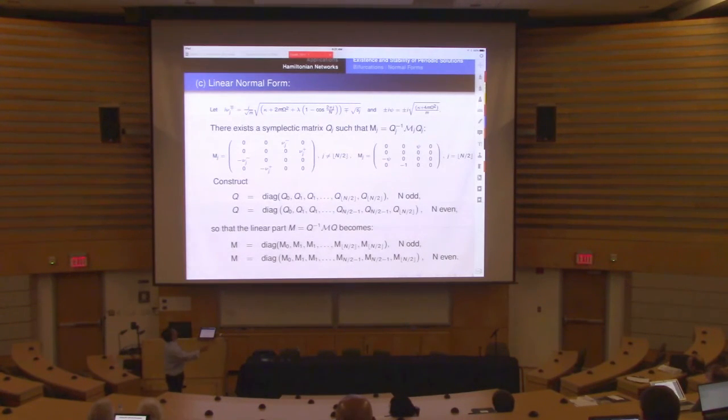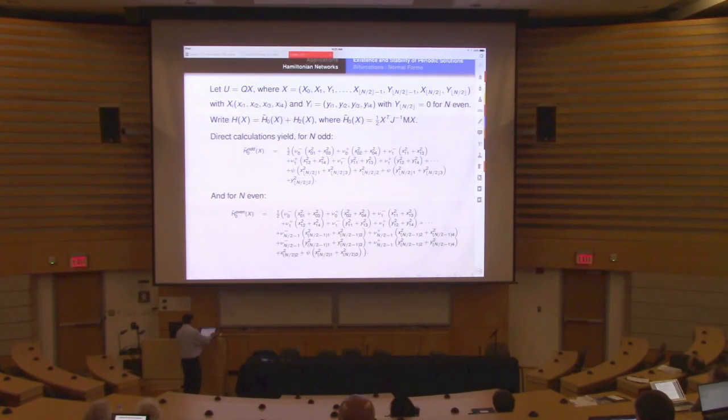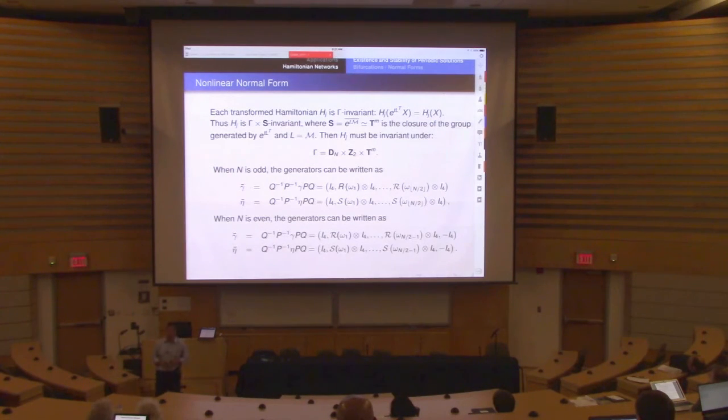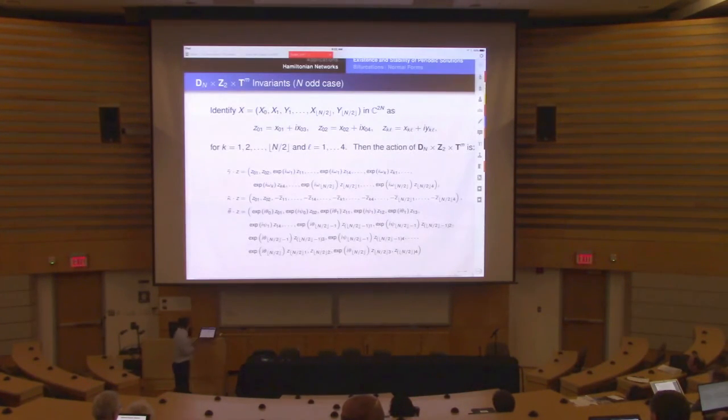Then we find another change of basis to write the linear matrices in normal form, and again we repeat that for n odd and n even, recompute the Hamiltonian, and then we go into the nonlinear normal forms. That's where things start to get a little bit nasty. The Hamiltonian also has to remain invariant under the action of the Dn group, and that allows us to rewrite the actions of the cyclic rotations and the reflections for Dn. Then we find a new basis, complexify the variables, and again have the final action from which we can derive all the invariants for the Hamiltonian function.